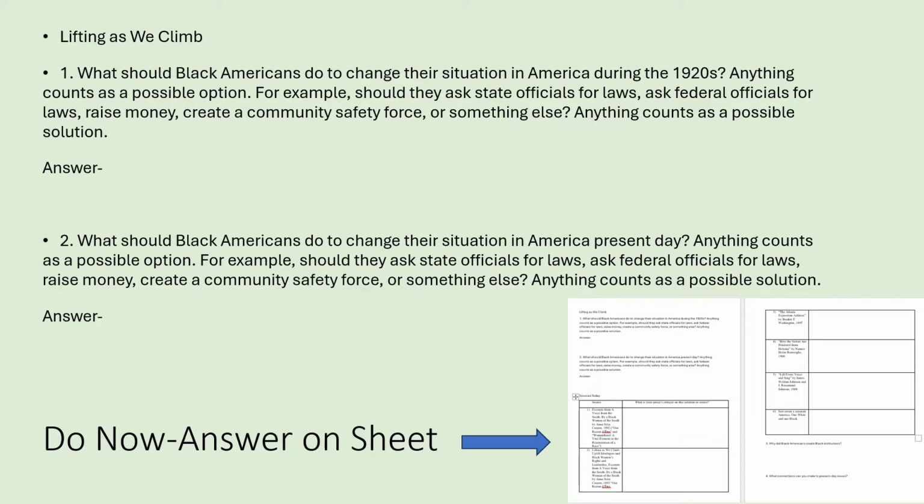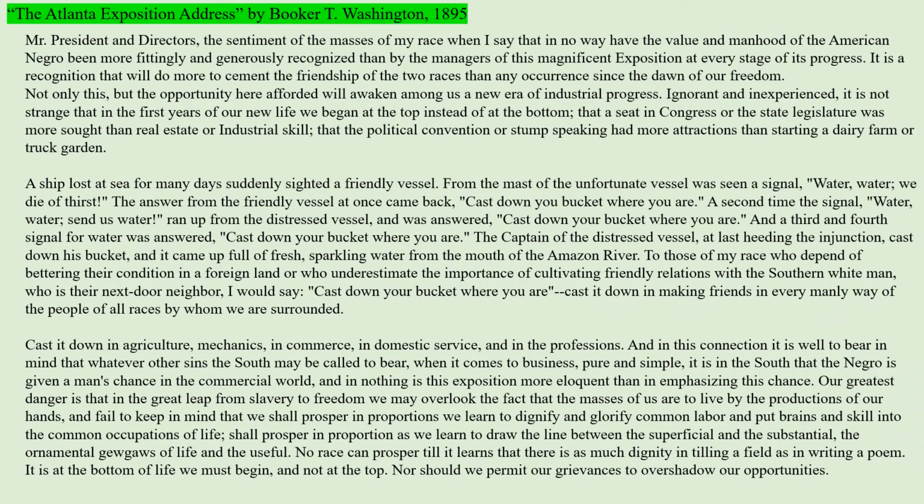We started out with the question, what should Black Americans do to change their situation in America? This is in an ideal world where everything counts. And then we started looking at some of the other sources, Booker T. Washington, looking at how they need to simply continue asking, which a potential problem would be, well, if you're going to ask white America to solve your problems, what are they willing to give you?